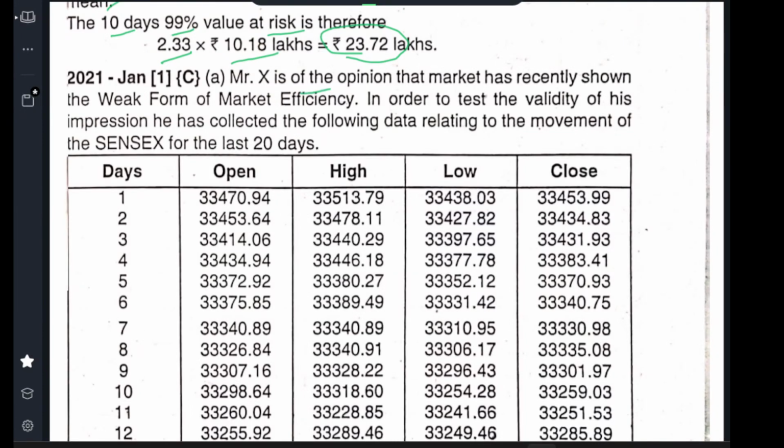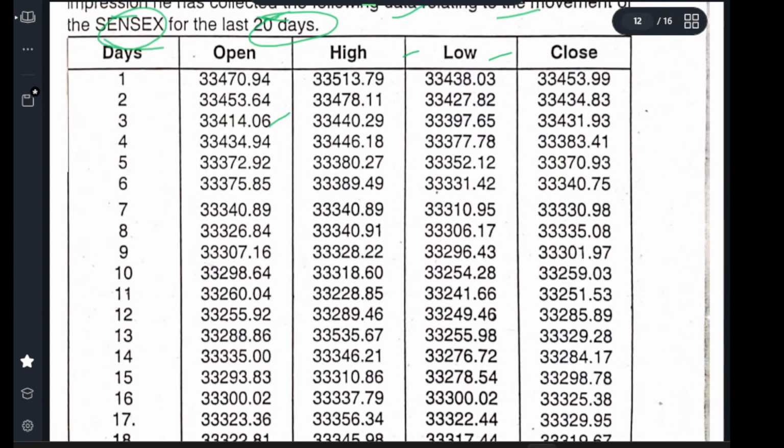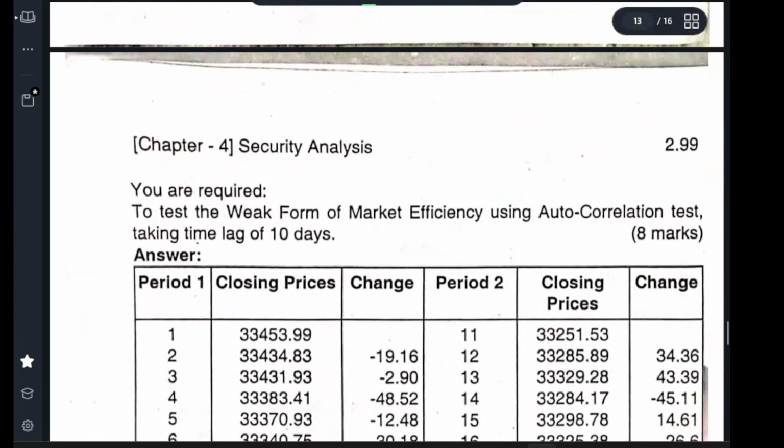Mr. X has an opinion that the market has recently shown weakness in market efficiency. In order to test the validity of this impression, he collected the following data relative to the movement of Sensex for 20 days: open, high, low, close. You are required to test the weak form of market efficiency using the autocorrelation test, taking a time lag of 10 days.